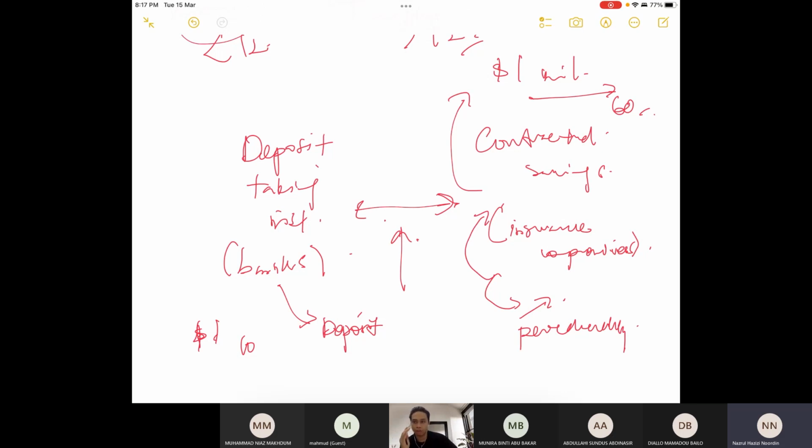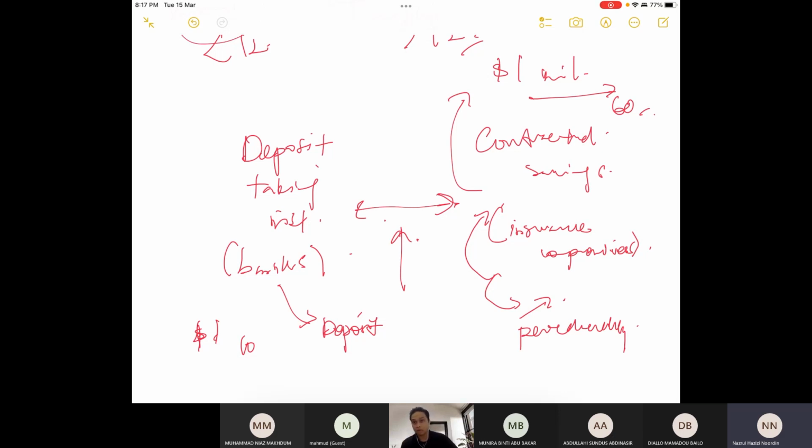Because in Takaful we use a different contract. We use the tabarru' concept for contribution, a concept that works more like a cooperative. You will learn that later on. Don't worry. I'm just trying to distinguish between deposit taking institutions and contractual saving institutions, right?